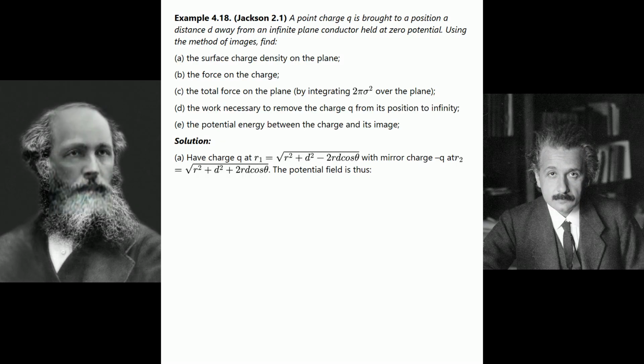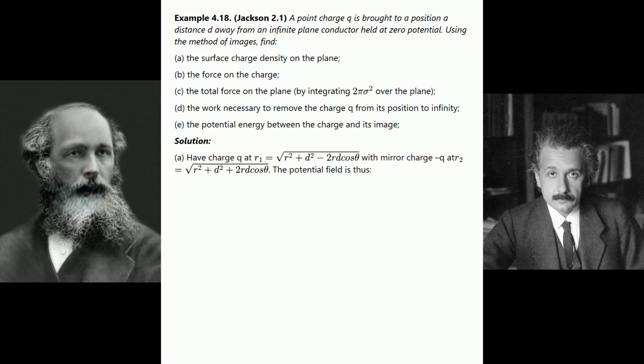Example 4.18. Jackson 2.1. A point charge Q is brought to a position at distance d away from an infinite plane conductor held at zero potential. Using the method of images, find A, the surface charge density on the plane, B, the force on the charge, C, the total force on the plane by integrating 2 pi sigma squared over the plane, D, the work necessary to remove the charge Q from its position to infinity, E, the potential energy between the charge and its image.